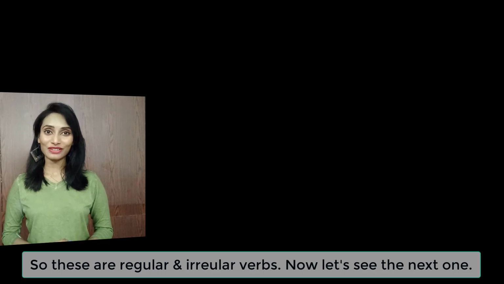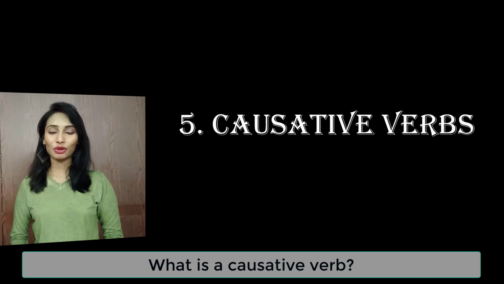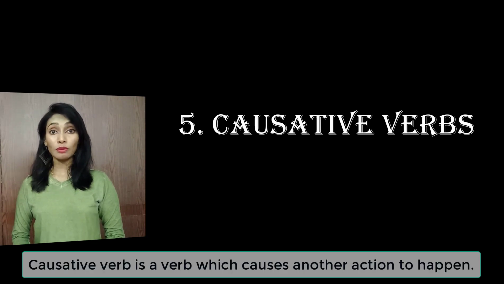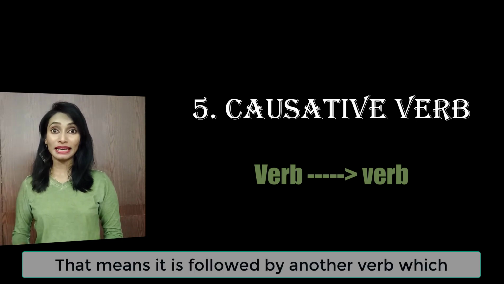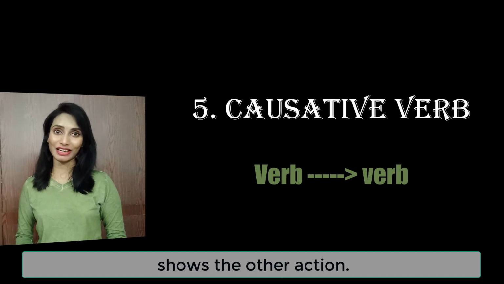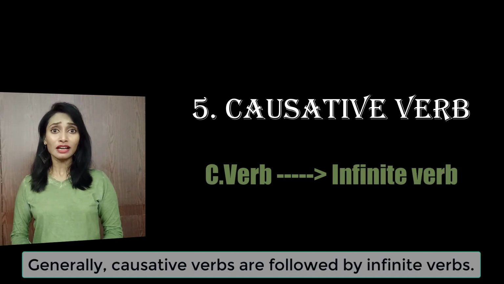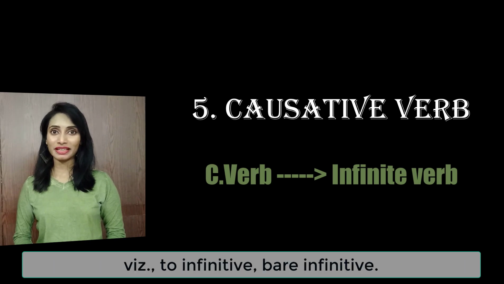Now let's see the next one. The 5th one, causative verbs. What is a causative verb? A causative verb is a verb which causes another action to happen. That means it is followed by another verb which shows the other action. Generally, causative verbs are followed by infinitive verbs, that is, to-infinitive or bare infinitive.